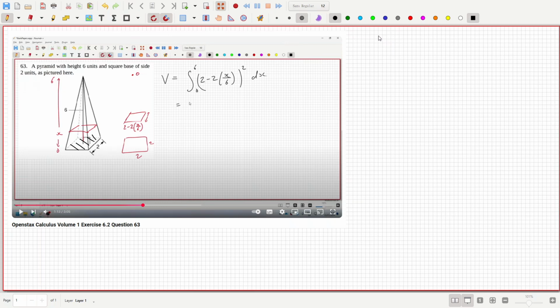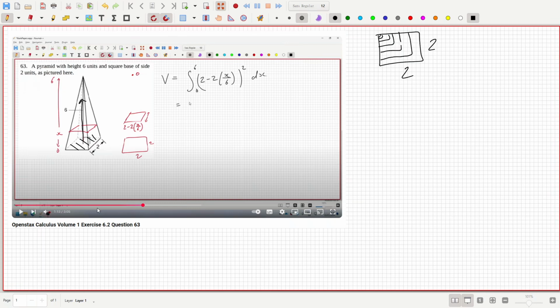It's definitely 2 and 2. So there's no doubt about that. And then as you move up the pyramid, can you imagine that this shrinks down? So it gets smaller, and it gets smaller, and it gets smaller, and then it's gone. So you can imagine the square is shrinking.